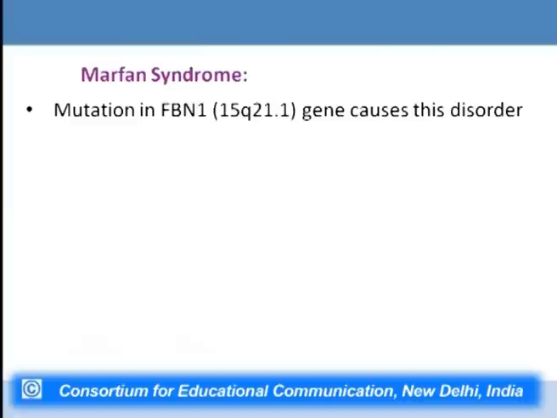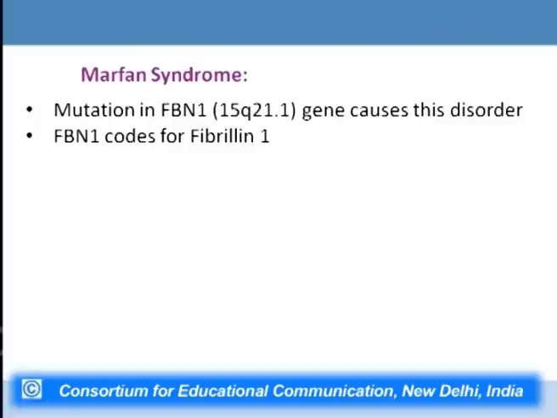Talking about Marfan Syndrome. Marfan Syndrome occurs because of mutation in a gene known as the FBN1 gene. This FBN1 gene is present in chromosome number 15 in the long arm, and it is denoted by 15q21.1. This is the location of this gene in chromosome number 15. Now, mutation in this gene causes a disorder known as Marfan Syndrome. FBN1, this gene codes for a protein known as fibrillin-1.